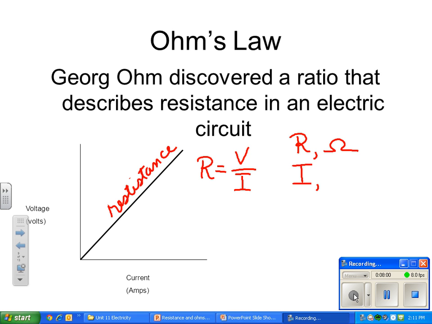Current is a capital I, and we measure it in amps. Voltage is a V, and we measure it in volts. Our meters will have millivolts and milliamps, so you are going to have to watch for conversions when we're doing labs.